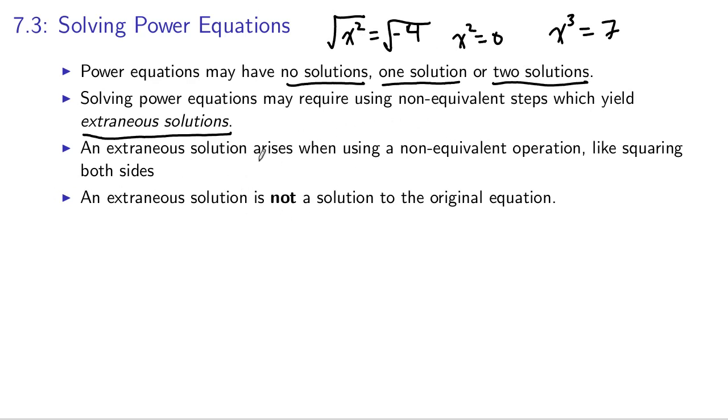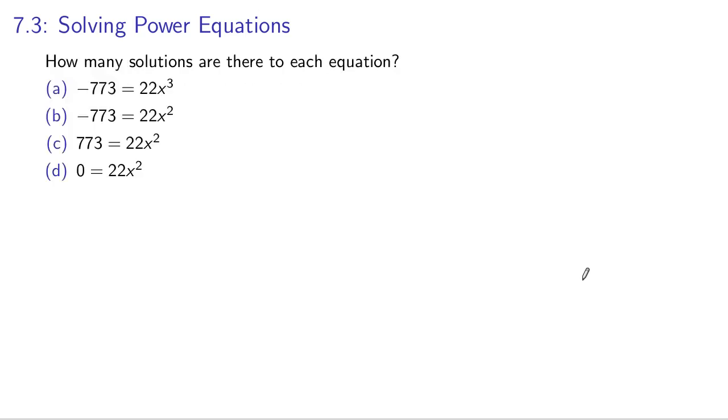But for solving certain equations, like a radical equation, square root of x is 4, we would need to square both sides, and that is a non-equivalent operation that can lead to an extraneous solution. An extraneous solution is not a solution to the original equation, and you should not give it as an answer. So let's do some examples.